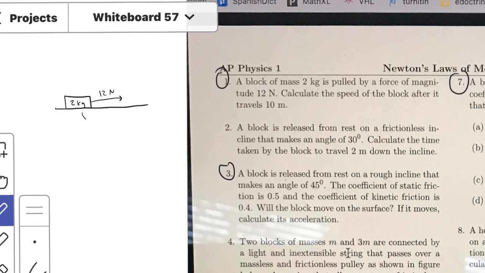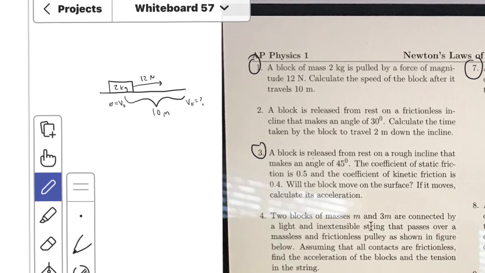Okay. So 10 meters. The original velocity is 0. And we are interested in the final velocity. That's a great picture. You got to give it to me. Right? It's pretty good. So, okay. Well, I'm assuming no friction. There's no mention of friction.